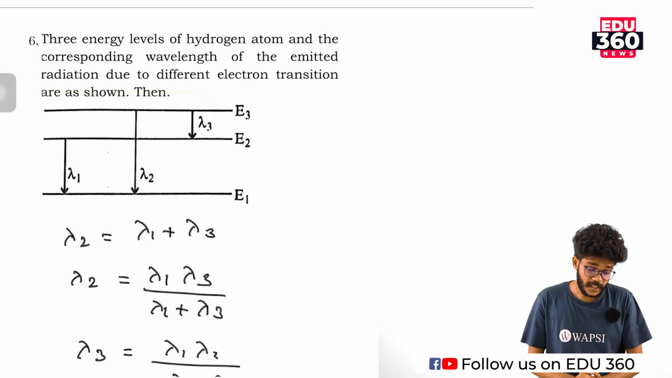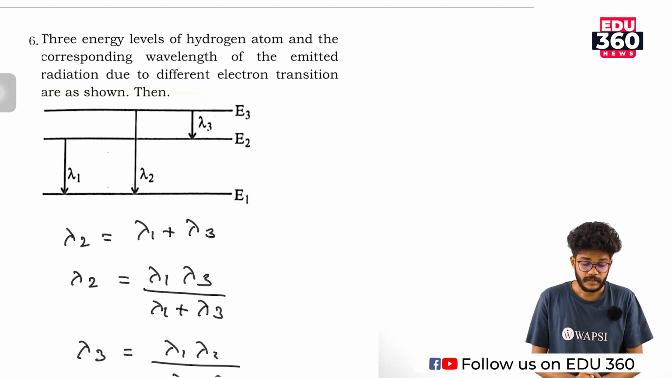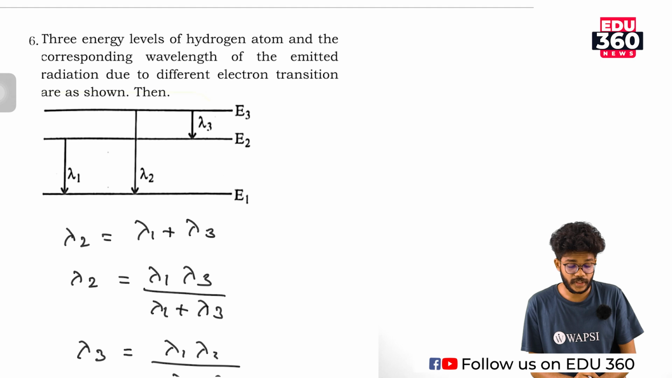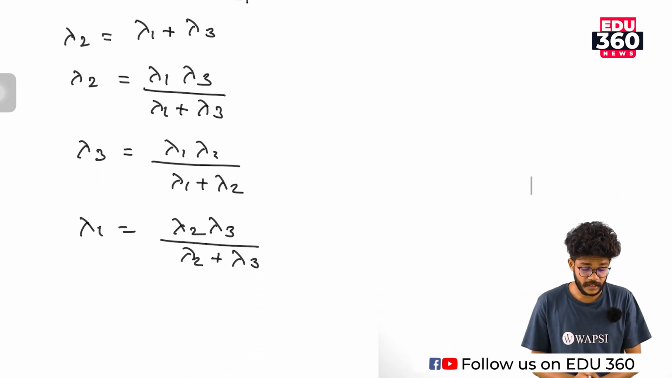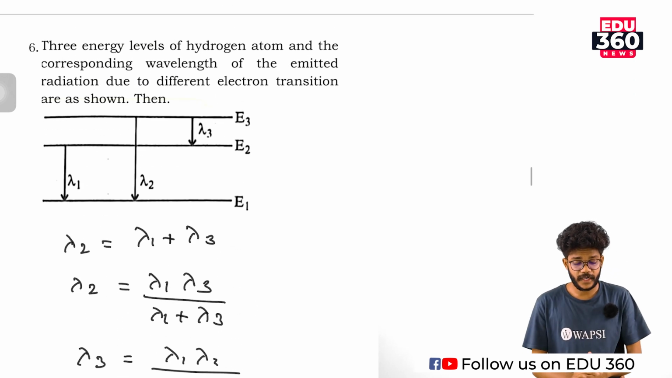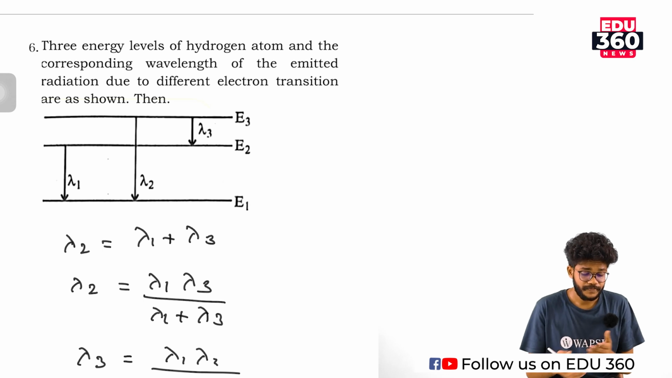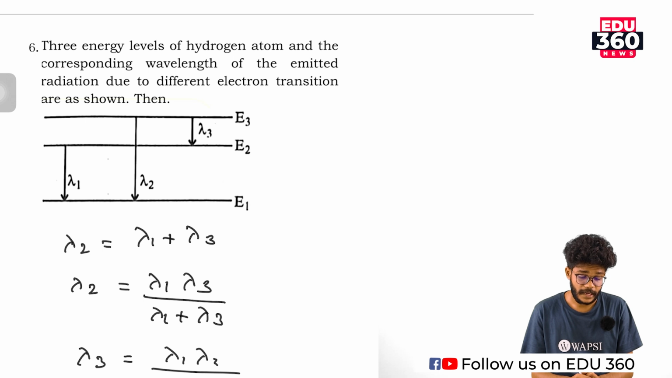Sixth question. Three energy levels of a hydrogen atom and the corresponding wavelengths of the emitted radiation due to different electron transitions are shown in the figure. Then we have four different types of connections between them, and we have to evaluate them. So from this figure, what can you derive? Lambda 3 is given, lambda 2 is given, lambda 1 is given.